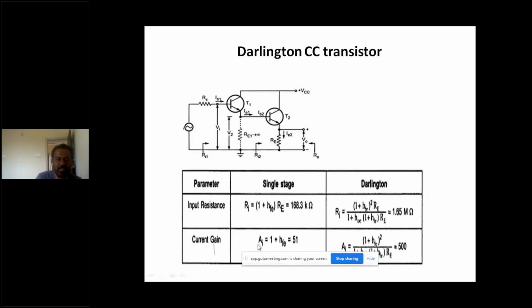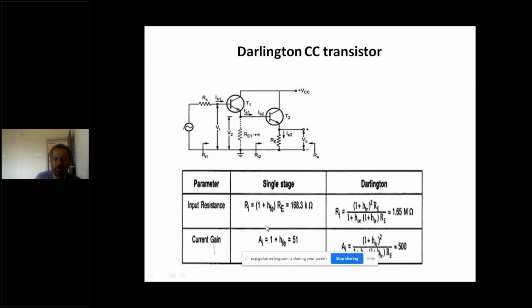Now, this is the current gain for a single stage CC amplifier. At maximum we can get up to 1 plus HFE, and this is the input resistance. I have taken some arbitrary value, RE of 3 kilo ohms. Whereas, once you cascade two CC transistors, let us see what will happen. RI becomes this much. It is getting multiplied, 1 plus HFE squared. You get only 1 plus HFE here. Of course, there is a denominator, but it won't affect much. Anyhow, 1 plus HFE squared RE.